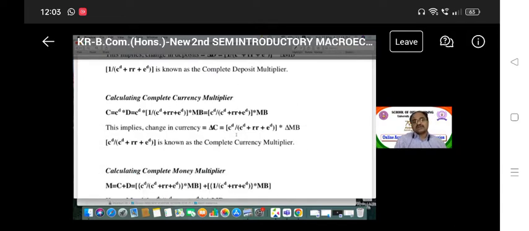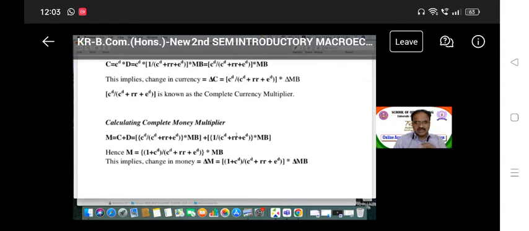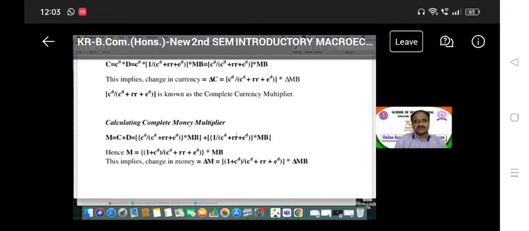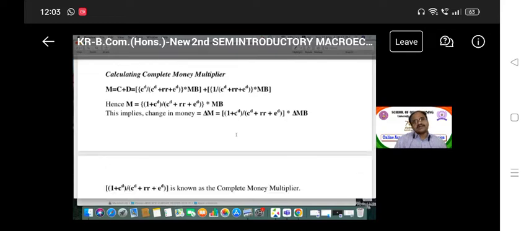How do you calculate the currency multiplier? This is one important thing. The process to calculate the currency multiplier: C is equal to CD multiplied by D, so CD multiplied by 1 upon (CD plus RR plus ED) multiplied by MB. So a change in currency, delta C, changes with delta MB automatically. That is known as the complete currency multiplier: the change in the value of currency relative to the change in the money supply. Earlier, the change in the demand deposit to the change in the money supply was the deposit multiplier. What is the money multiplier? The change in the money supply relative to the change in the monetary base.